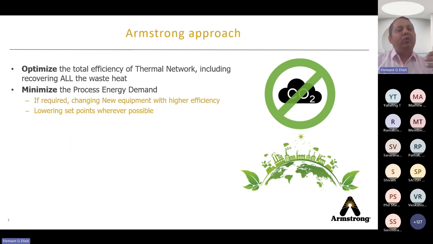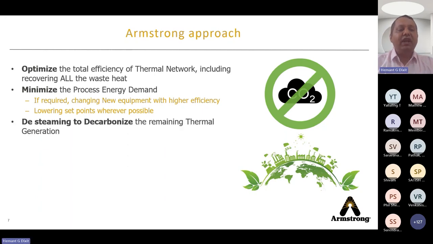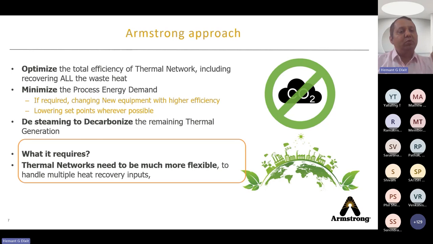Once that is through, then we need to come to the next thing, which is called minimization. Minimize the process demand, even if it requires changing the equipment to high efficiency equipment, or even lowering the set point wherever it is possible. Once we are through with optimization and minimization, next our target should be de-steaming to complete the decarbonization, so that for the remaining thermal generation at low temperatures, we can de-steam. What it requires is that the thermal network needs to be much more flexible to handle multiple inputs, like source versus sink. So this is what actually is required.